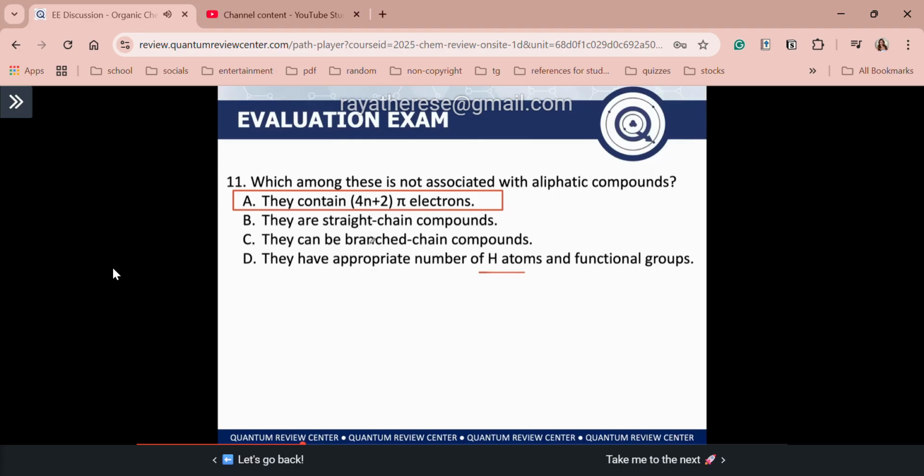They contain 4n plus 2 pi electrons. That's Hückel's rule, characteristic ng aromatic compounds. Okay, on number 12.